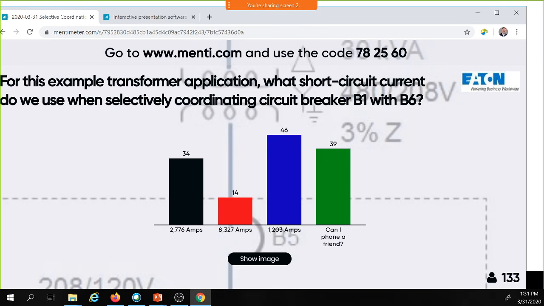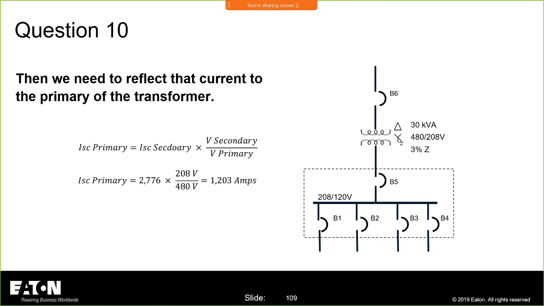But the 2776 guys, sorry. Better luck next time. With the 8327, I think I threw a square root of 3 in there somewhere. You didn't quite get that one right. So the right answer is 1203.